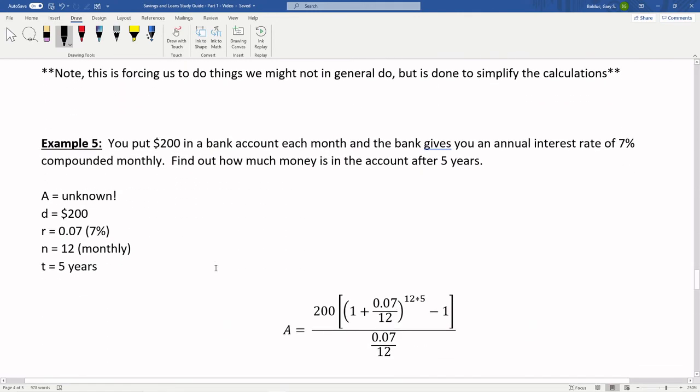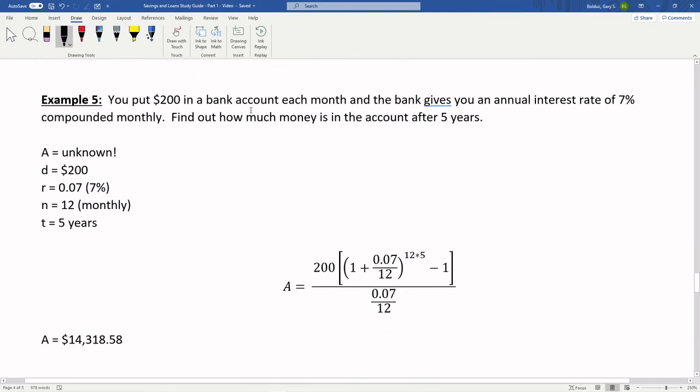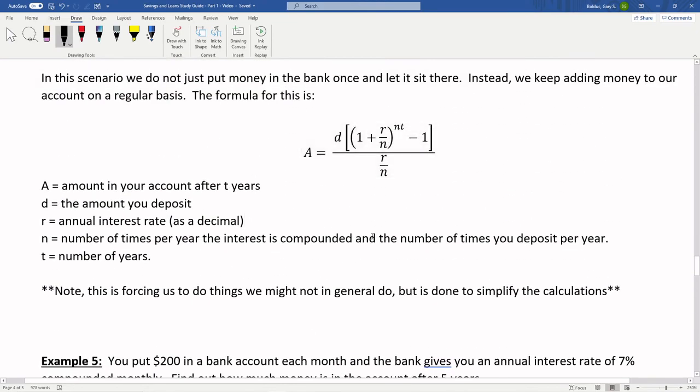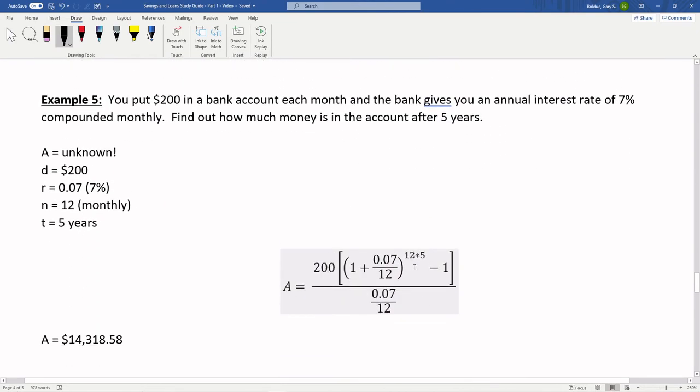Let's do an example. Example 5. We put $200 into a bank account each month, and the bank gives you an annual interest rate of 7% compounded monthly. How much money are you going to have after 5 years? Well, let's write it out. I don't know how much I have at the end. That's what it's asking for. I do know to put $200 in every month. I know my rate. I know it said monthly, so that's 12, and I know 5 years. Everything gets plugged in there, right? I plug in everywhere, and then I just calculate. That's it. I just throw it in the calculator.